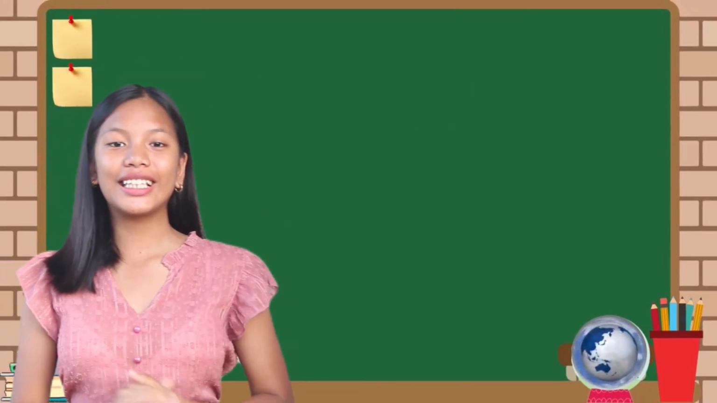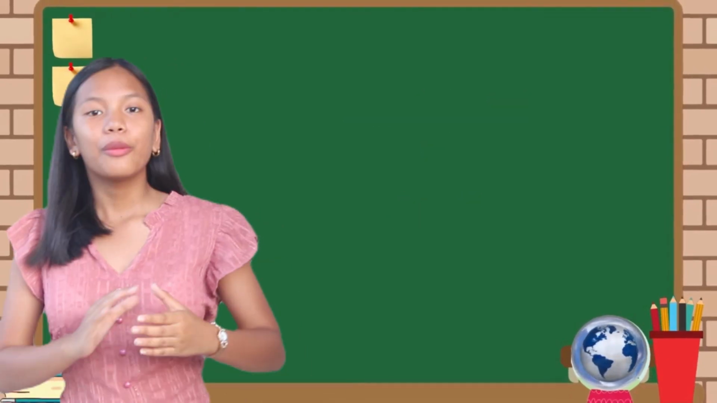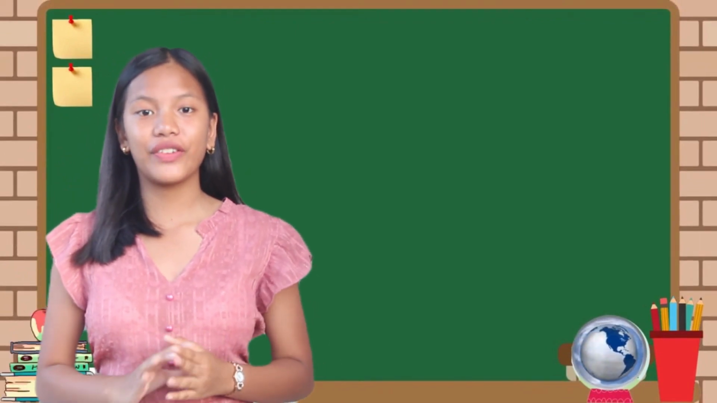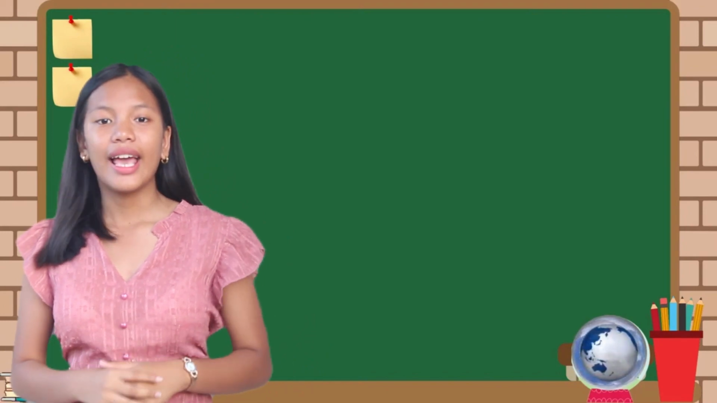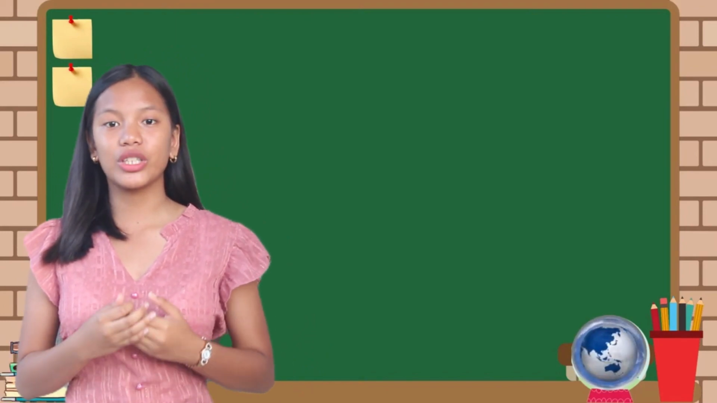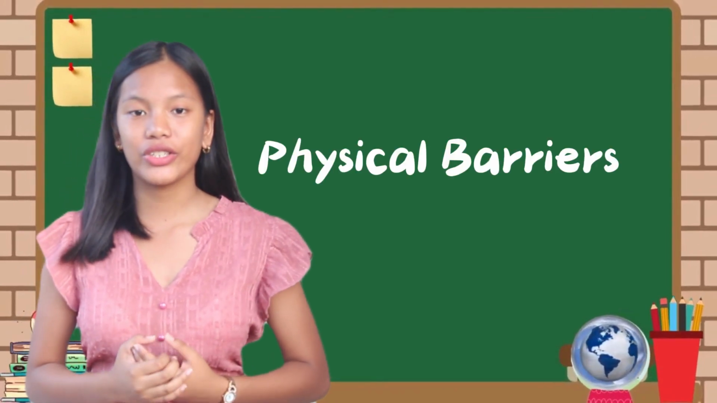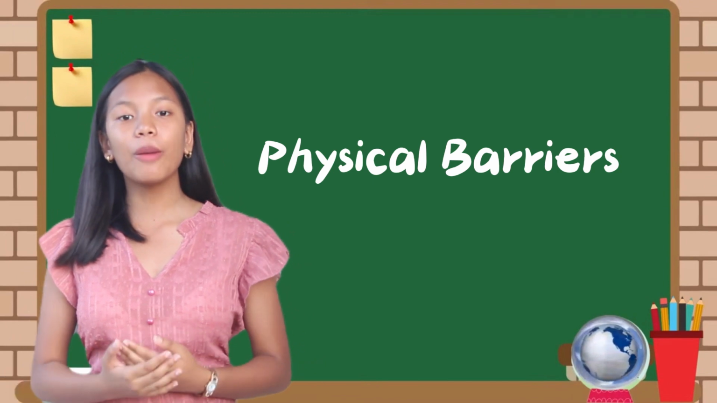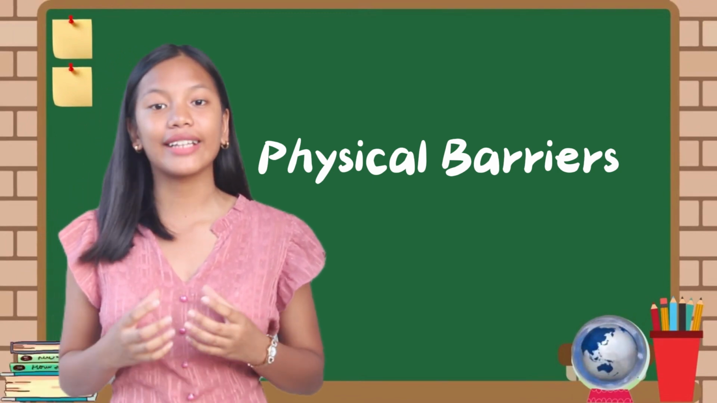Last but not the least, determining the height by age can also be a function. But, do you know that these factors such as age and height can affect the physical abilities of an individual? Yes, it can. The factors that can affect an individual's performance and capabilities are called physical barriers. These factors can be barriers especially in performing complex activities that can require extensive amounts of efforts and energy.